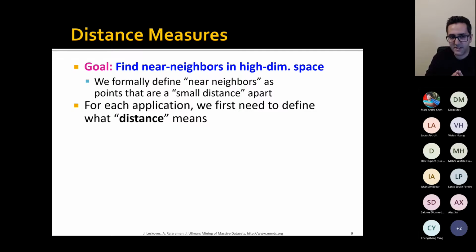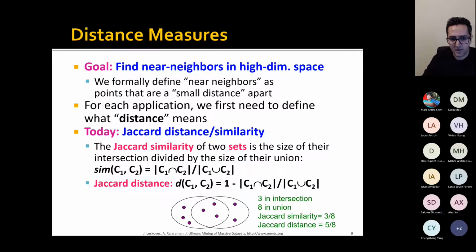So the first thing we need to do is to figure out what distance means, right? And I'm going to present a metric for quantifying the distance between two sets. It's called Jaccard similarity. It's very important, everyone. So make sure that you understand this, otherwise you don't understand anything in this lecture, okay? The Jaccard similarity is a metric to quantify the distance between two sets. It tells you how similar they are. How do we calculate it? It's very easy.